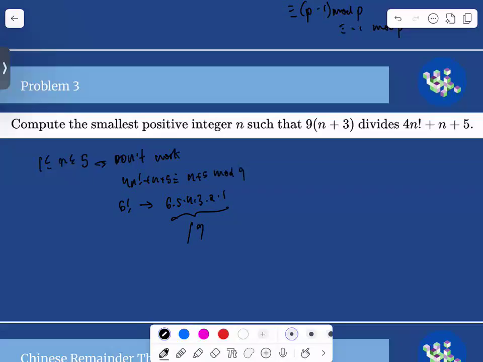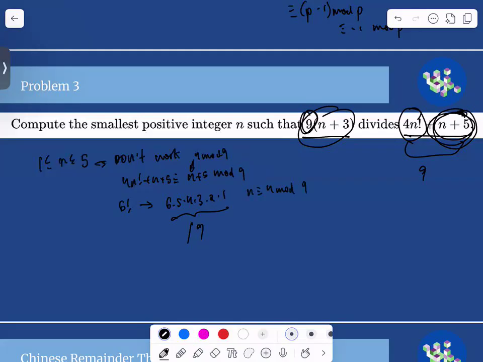And so then from here we can see that n has to be congruent to 4 mod 9, because we want 9 times n plus 3 to divide this expression. And this expression is just congruent to n plus 5 mod 9, since the factorial part is divisible by 9, which means that 9 has to divide n plus 5. And so we want this to be congruent to 0 mod 9, which means that n has to be congruent to 4 mod 9. So we want n to be congruent to 4 mod 9.